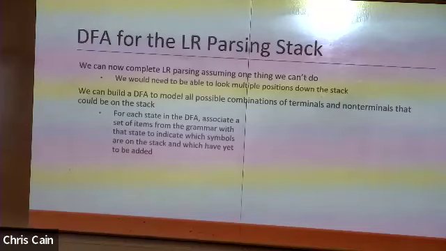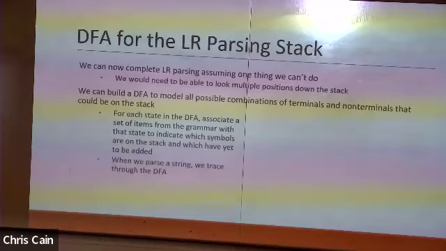So every state in the DFA is going to be associated with some set of items in the grammar. Remember that an item is just the right-hand side of a production with a marker in it somewhere. So there's going to be some set of items that will be associated with a particular state. That tells you if you're in this state, then here is what is on the stack associated with this particular production.